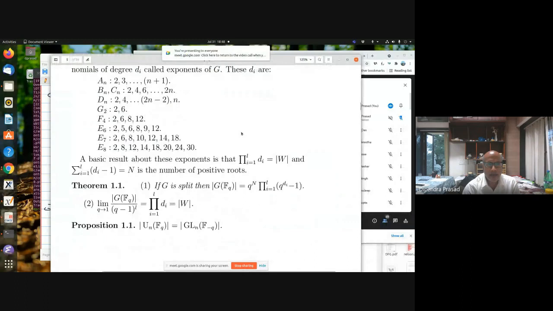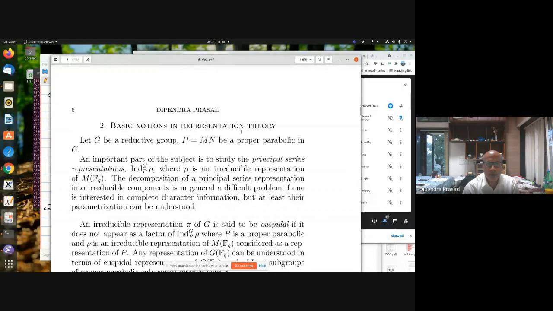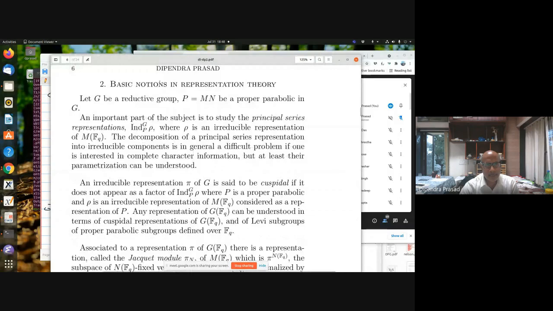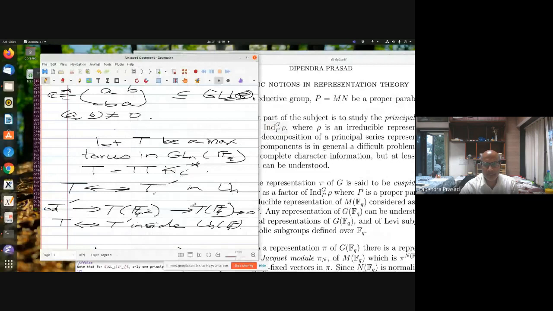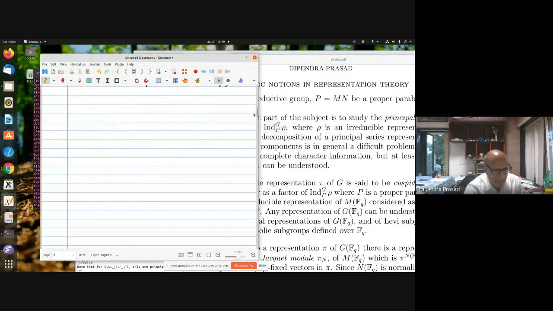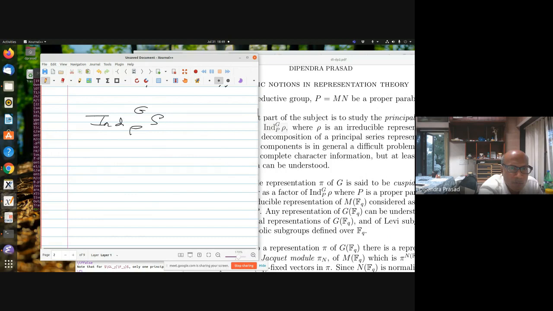So with all these comments about tori and reductive groups and their orders, now I want to say something about representation theory. So let G be a reductive group, P be a proper parabolic. An important part of the subject of representation theory of finite groups of Lie type is to study the principal series representations, which by definition are induction from a subgroup P to the group G of a representation rho, where rho is an irreducible representation of M(F_q). I may just want to emphasize that parabolic induction is some kind of induction, but one has to be a little careful. It is induction from P to G of some representation rho, but rho is not a representation of P. Rho is a representation of M considered as a representation of P.